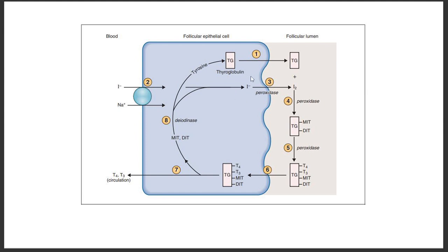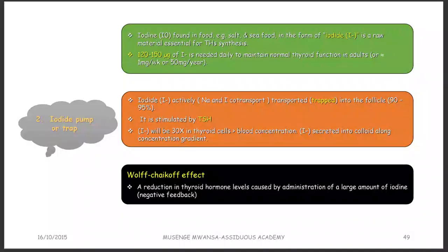This is what you can see here. You can see this is iodide. It is an ion, so it is trapped from the blood. Can you see that in blood? You are going to use a sodium-iodide transporter, transporting sodium and iodide. When it is trapped, it's now going to be taken into the lumen of the follicle. It's going to be converted to iodine by the peroxidase enzyme. Iodine, from iodide to iodine. So that is the iodide pump.